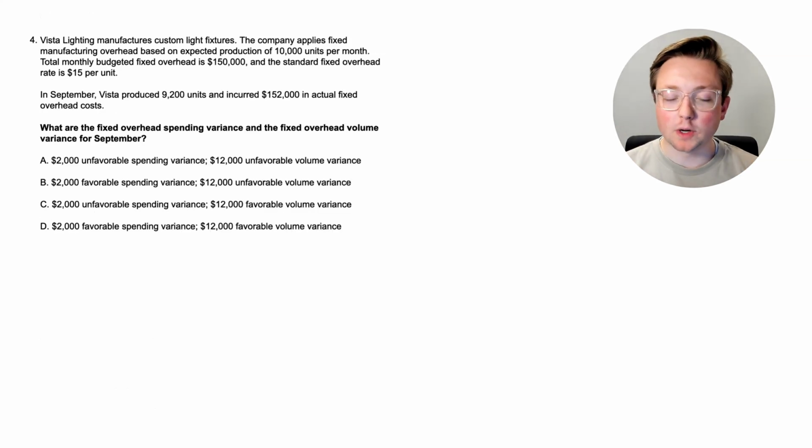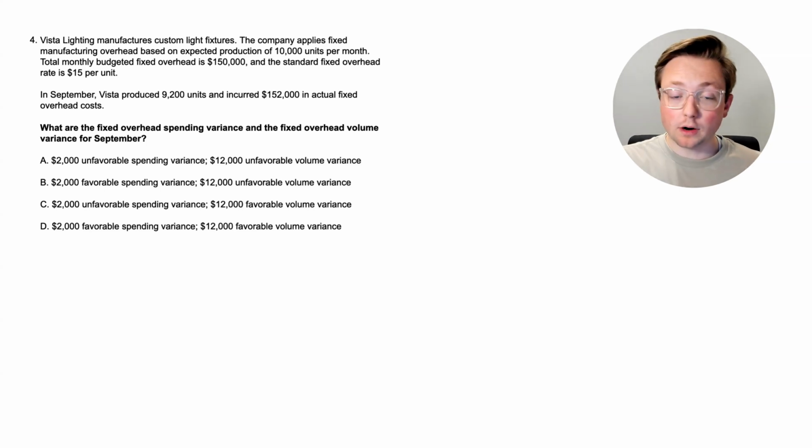All right, here we are at question 4. What are the fixed overhead spending variance and the fixed overhead volume variance for September? Let's go up to the top. Vista Lighting manufactures custom light fixtures. The company applies fixed manufacturing overhead based on expected production of 10,000 units per month. Total monthly budgeted fixed overhead is $150,000, and the standard fixed overhead rate is $15 per hour. In September, Vista produced 9,200 units and incurred $152,000 in actual fixed overhead costs.